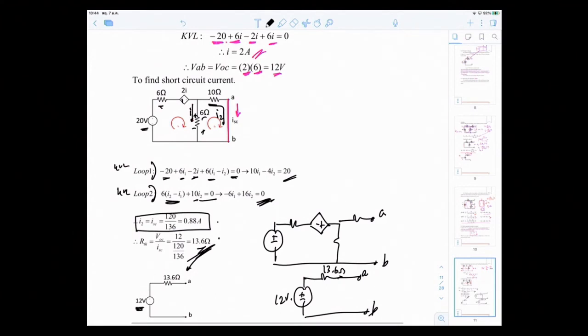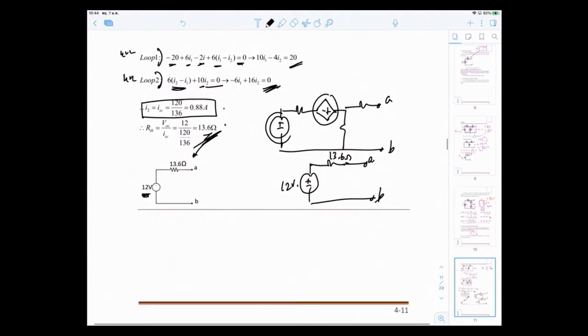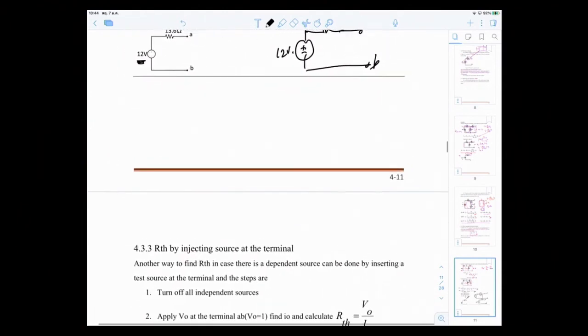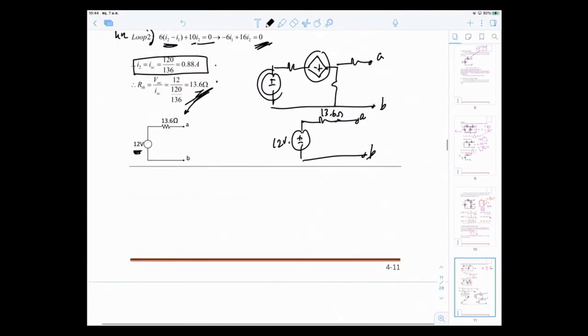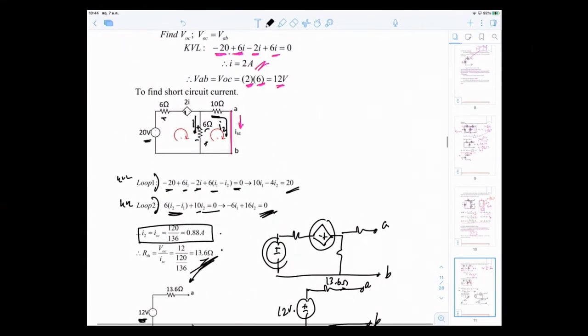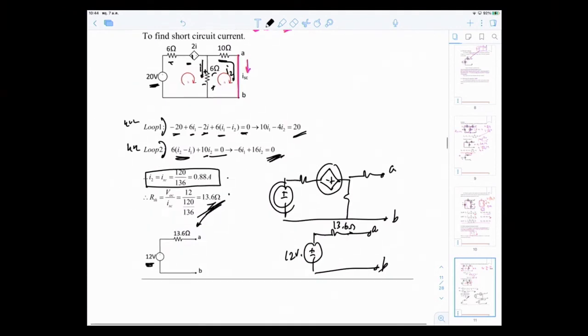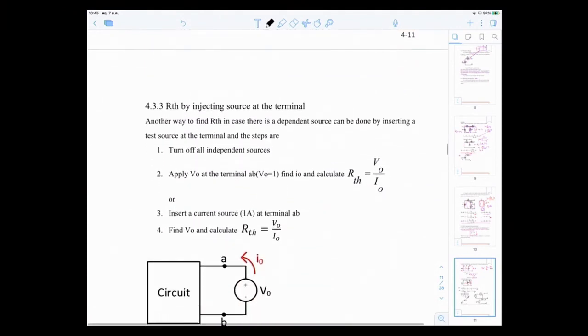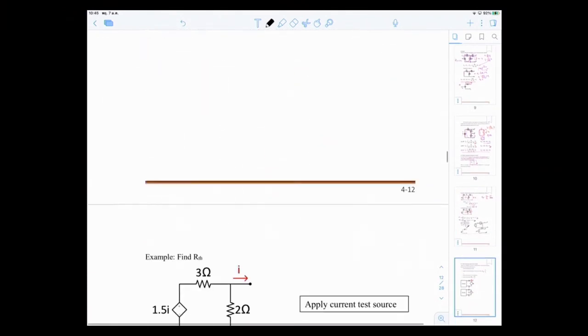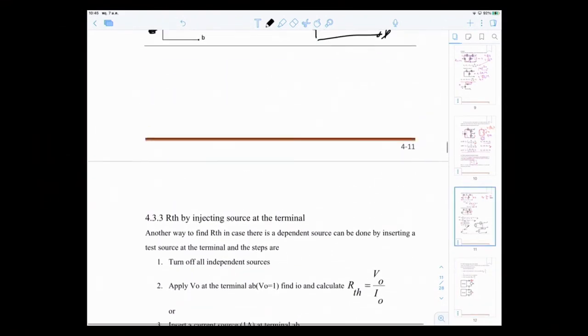You have a 12 volt source and 13.6 ohm instead of these two dependent sources also. So this is one general way. You can see that the problem has both the independent source and dependent source. Okay, the third one, let's see.